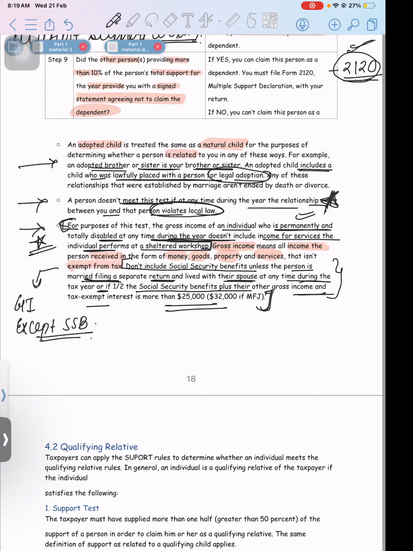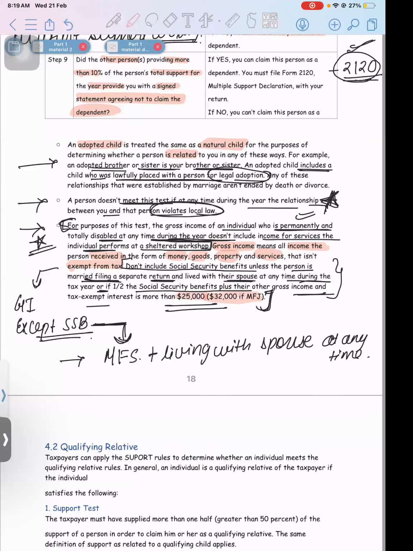This social security benefit will be included if a person is filing an MFS return and the person is living with the spouse at any time during the year. Clear, guys? This we will see again when we do the SSB topic. This is the limit for calculating the social security benefit. The SSB limits have not been changed. It is the same, 25,000 and 32,000. We will do the calculation properly when we do the SSB chapter.